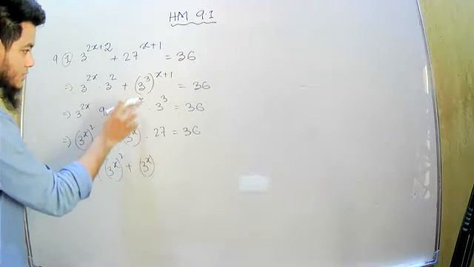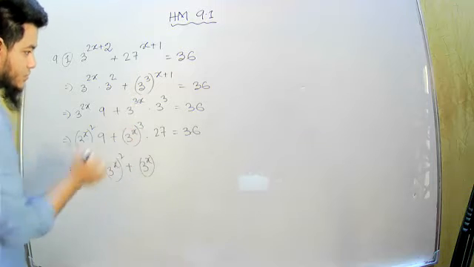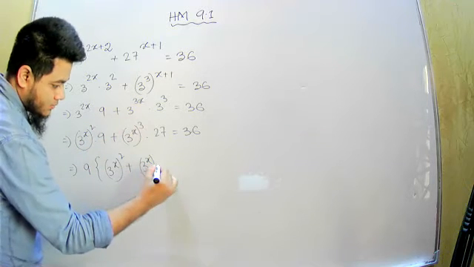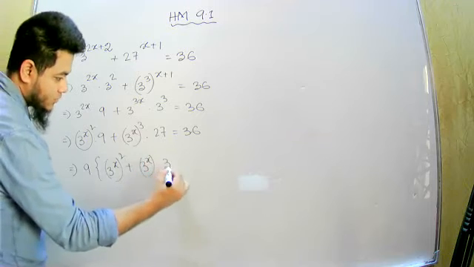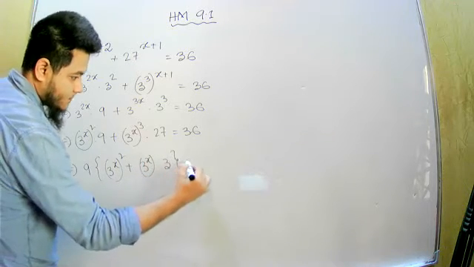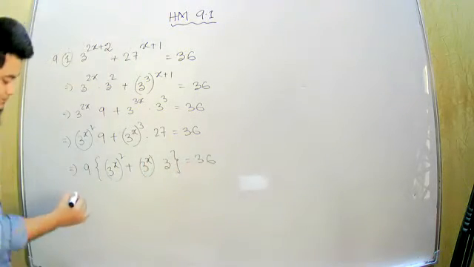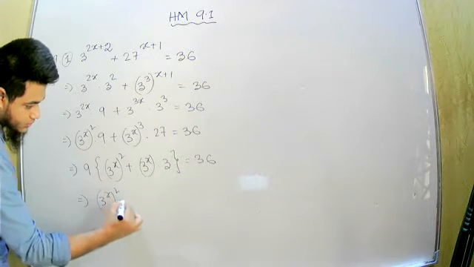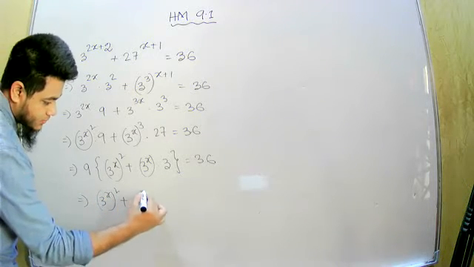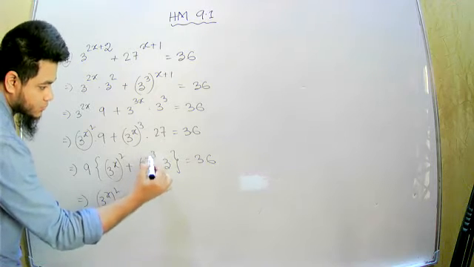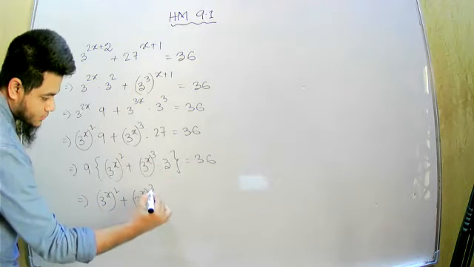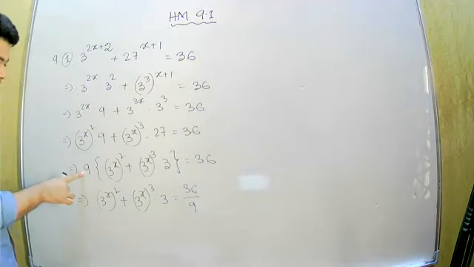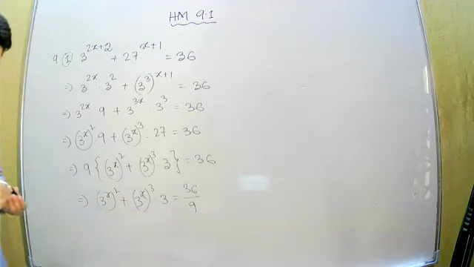Oh, sorry, not 9. It is 3x, right? So x into 3 will be there. Into, as I take 9 common, it will be 3 only, is equal to 36. So 3 to the power x whole square plus 3 to the power x, then it will be cube into 3 is equal to 36 divided by 9. This 9 is multiplied. If I change the side, it will be divided.